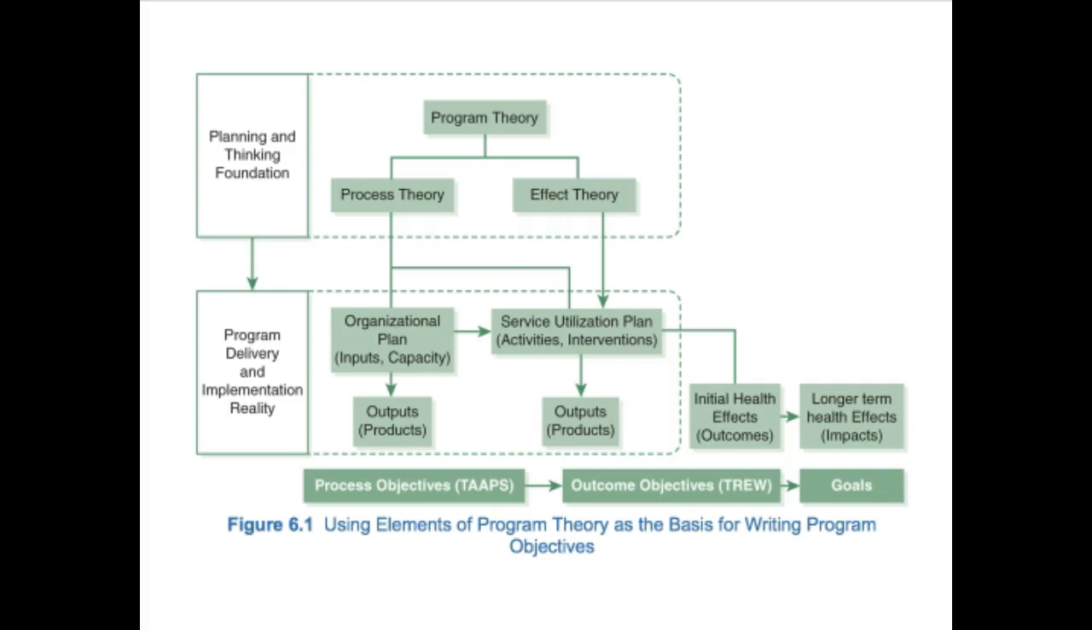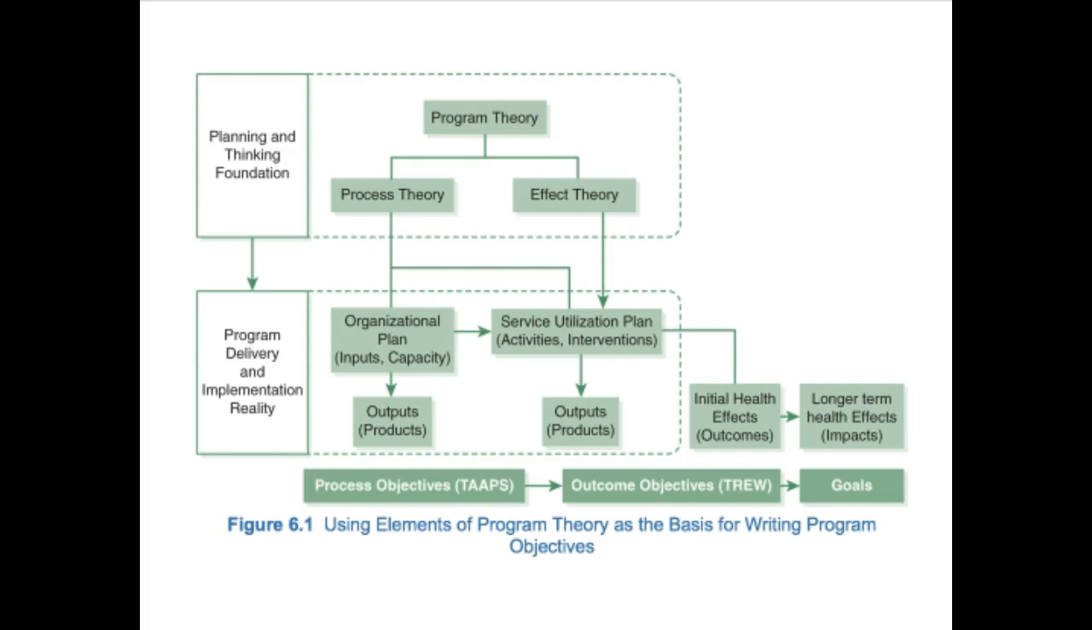Process objectives capture the essentials of the process theory that describe how the program is delivered, focusing on the activities of the program staff or the participant. The process objectives should have the following elements: T for time frame, A for amount of activities done by which participants or program staff, with the acronym TAAPS. For example, a process objective might be, by month 6, 100% of program staff will have participated in 90% of the training sessions on how to use health education modules being used in the program.